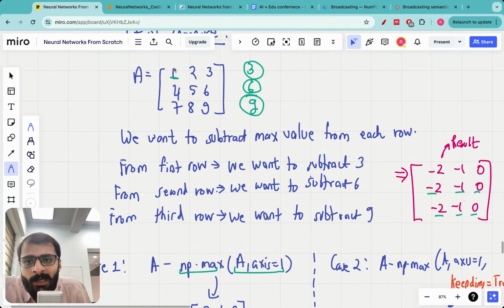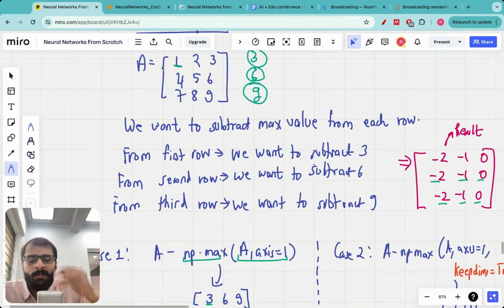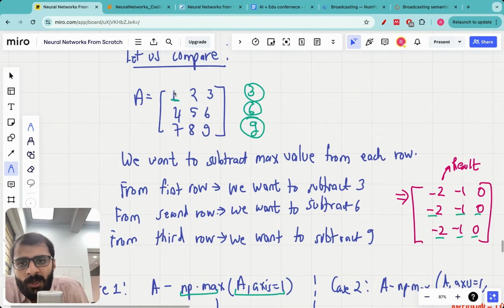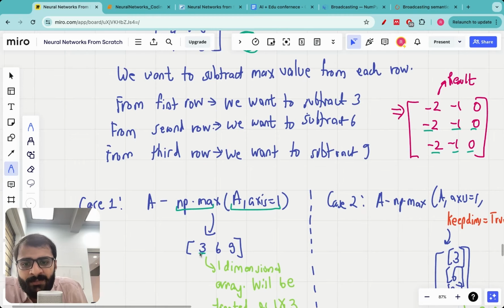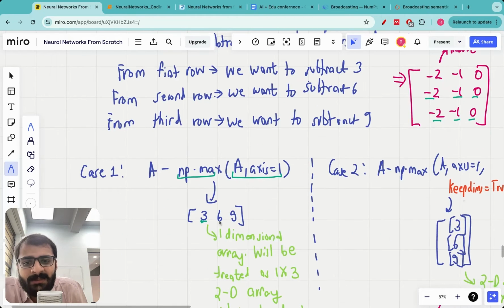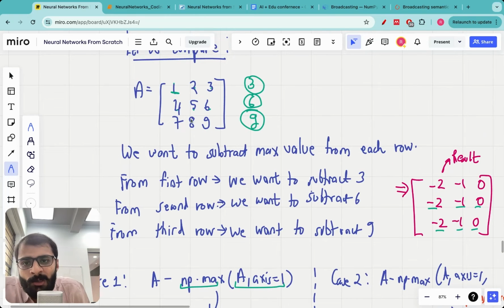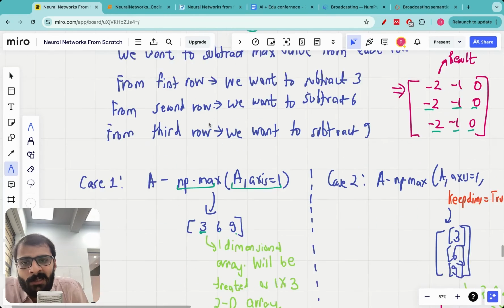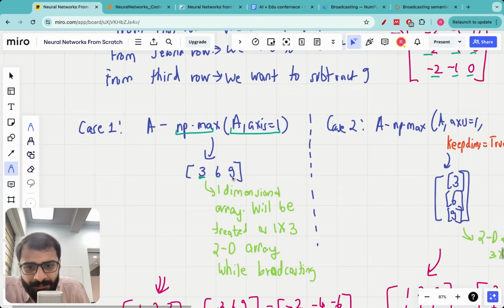Then it will take a look along. So remember, axis equal to 1 deals with columns, right? So it will look at the first column, the second column, and third column, and then take the maximum of these three for the first row. So then that will be 3. Then it will look at the second, so then that will be 6, and then it will look at the third, so then that will be 9.